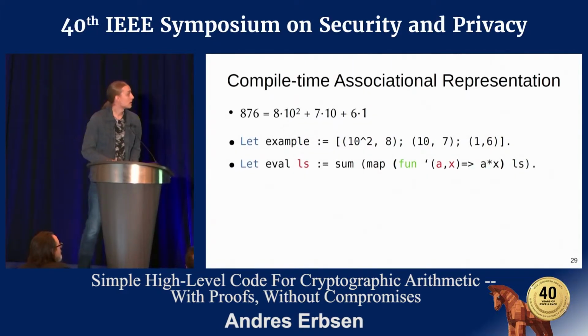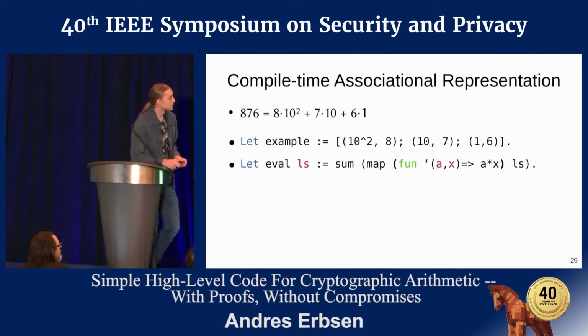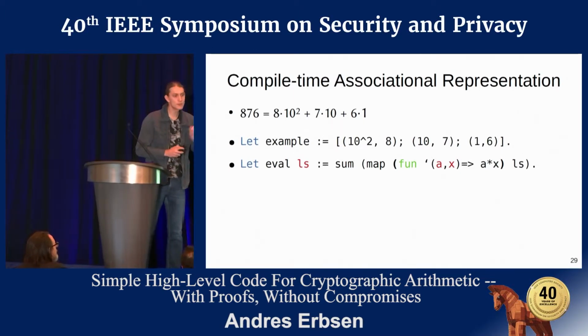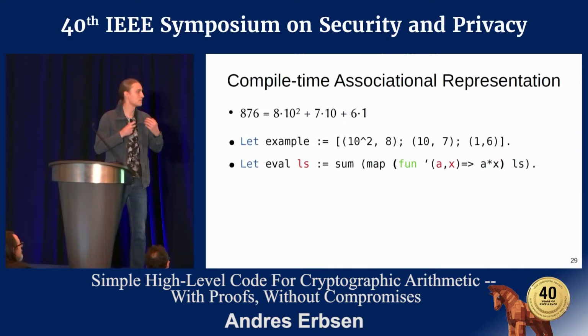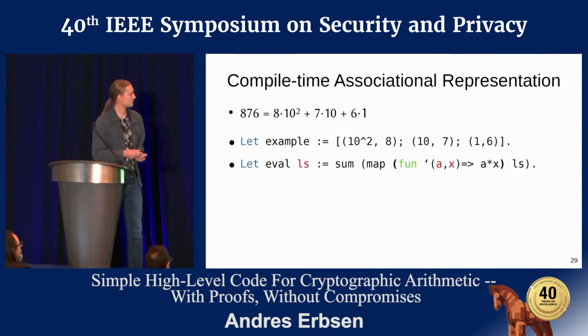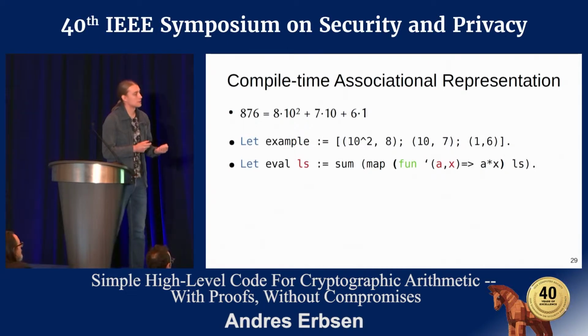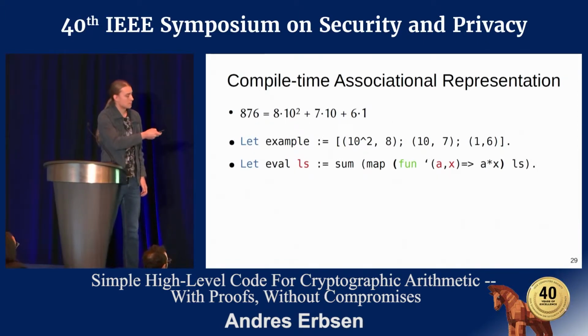At the center of our library is a compile-time representation of field elements, which is somewhat similar to the grade school positional representation, but there is a key difference, so please pay close attention to this slide. Each field element is represented as a sum of products. So there's a list. The list contains weights. This is the left part of each pair, and digits. That's the right part. And one field element can be represented in many equivalent ways.